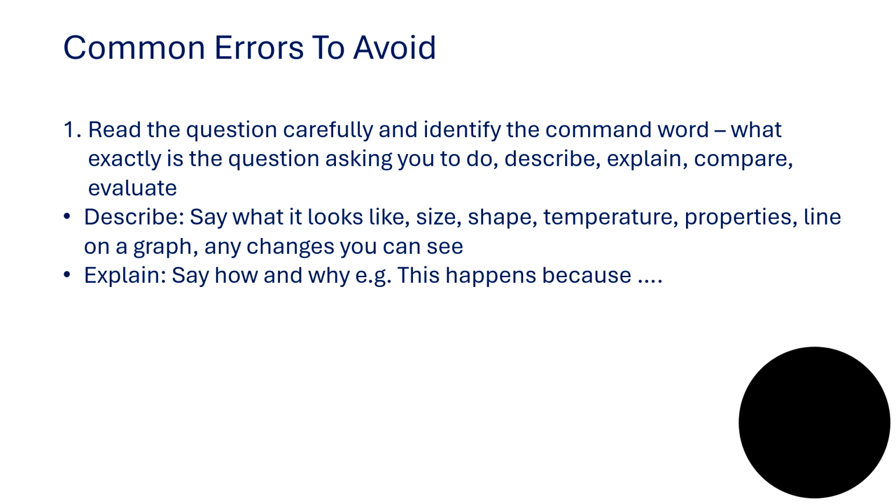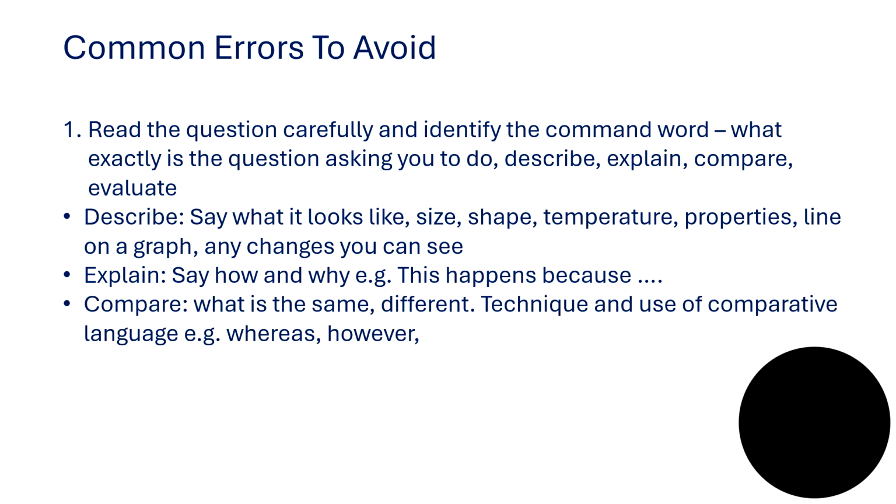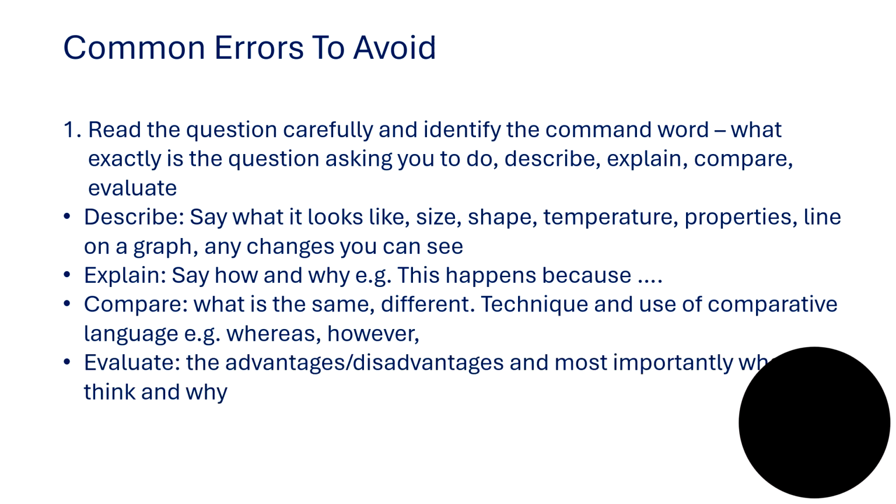If it asks you to explain, say how and why. This happens because. Use comparative language if it's a compare question. Make sure that you think about your technique before you start to answer. For example, are you going to compare point for point, or are you going to do a paragraph talking about one aspect and then a paragraph talking about the other aspect? Make sure you use comparative language. For example, this is this, whereas the other is something else, or things like however.